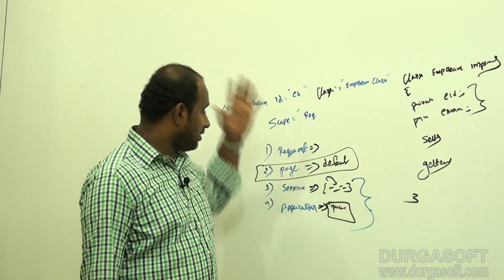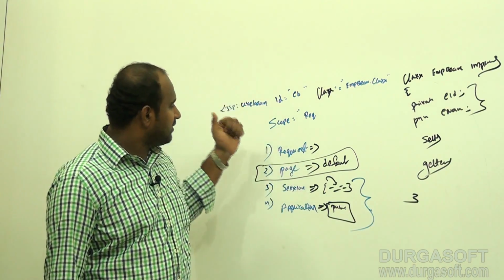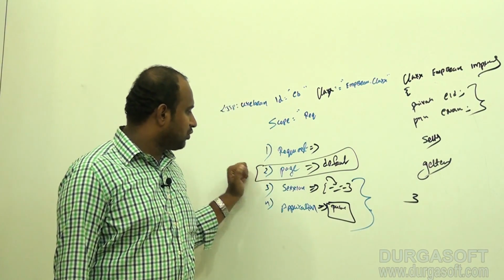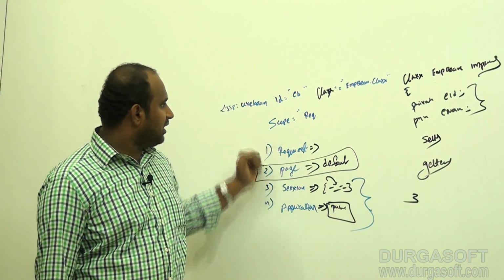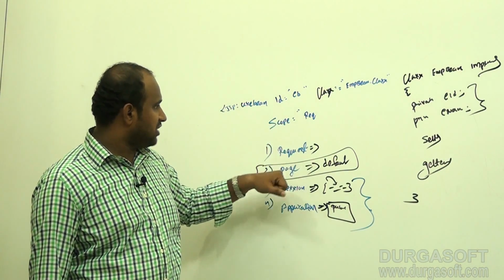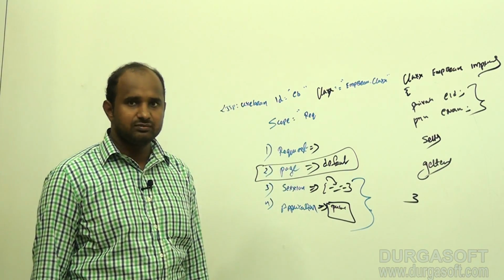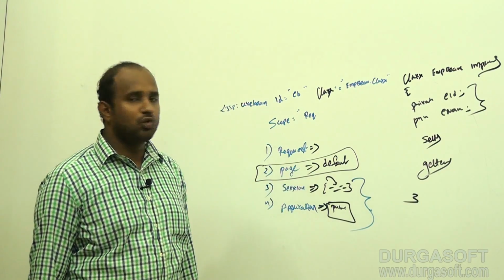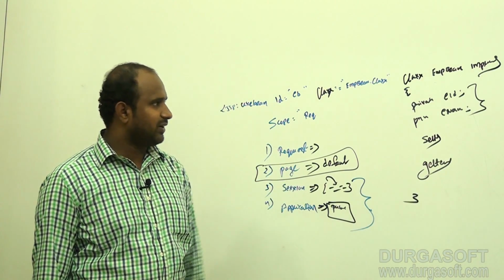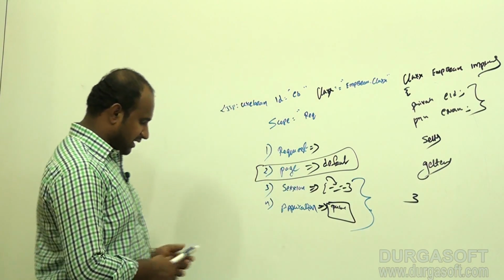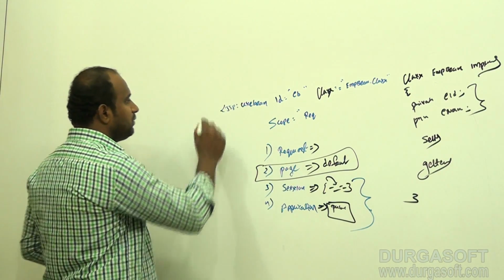So how many scope attributes are there? Request scope, page scope, session scope, application scope. But the default scope is what? Page scope, the page attribute. Like page scope, the present JSP file. So this is the information regarding the syntax of the jsp:useBean tag.